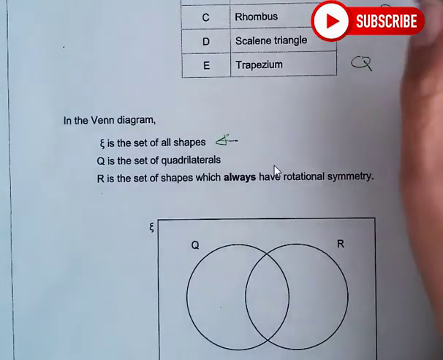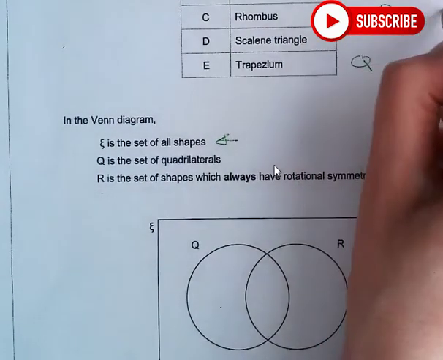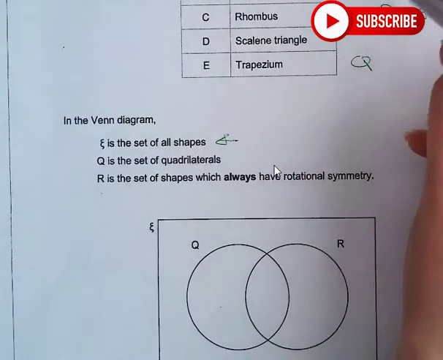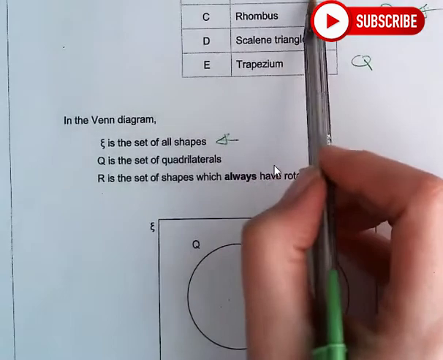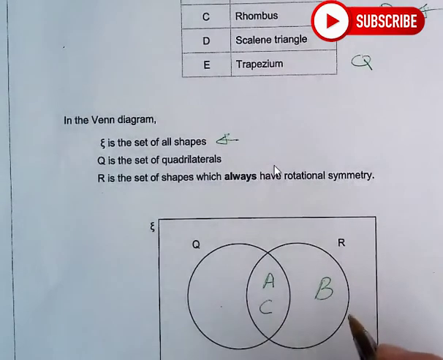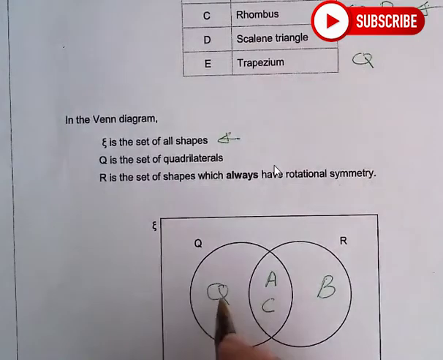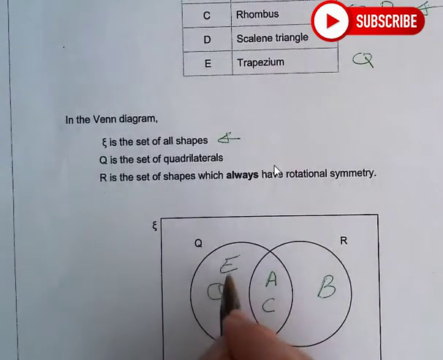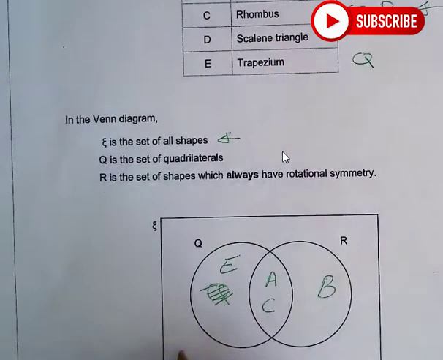So when I want to put these letters inside, notice that the parallelogram and the rhombus are in both set Q and set R, which means we are going to put them in the intersection. A for the parallelogram, C for the rhombus. Regular pentagon is in set R, so B is in set R. Trapezium is in set Q. And then the scalene triangle is going to be outside the two circles.